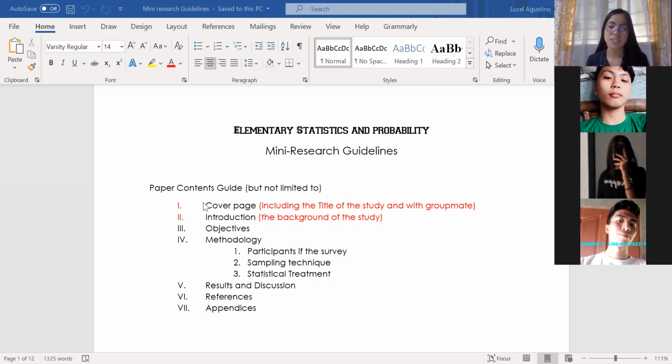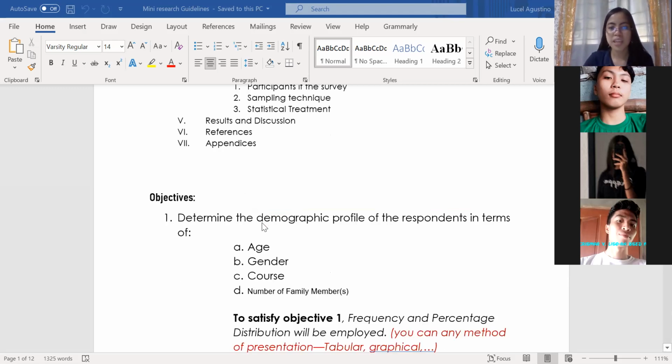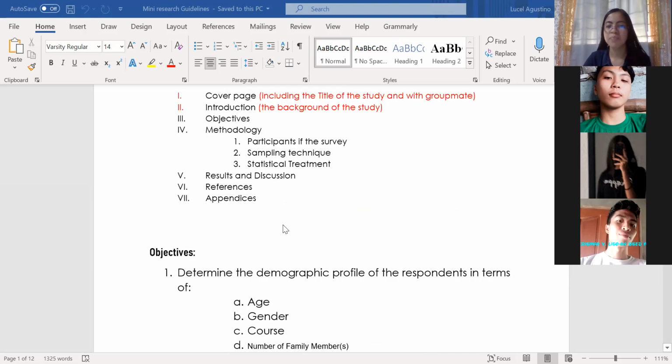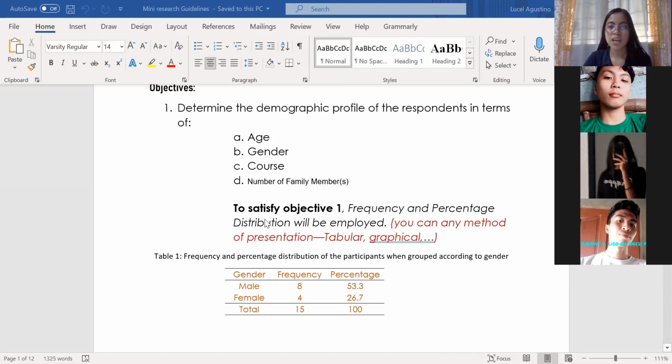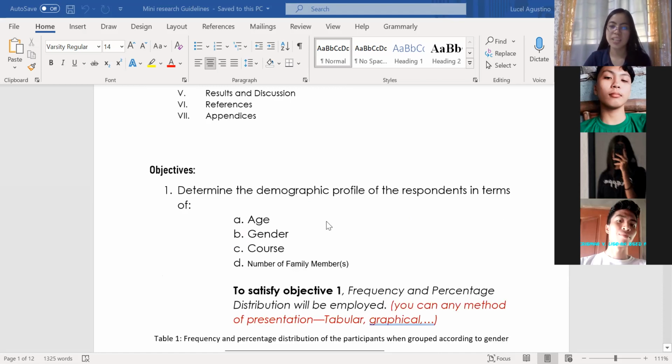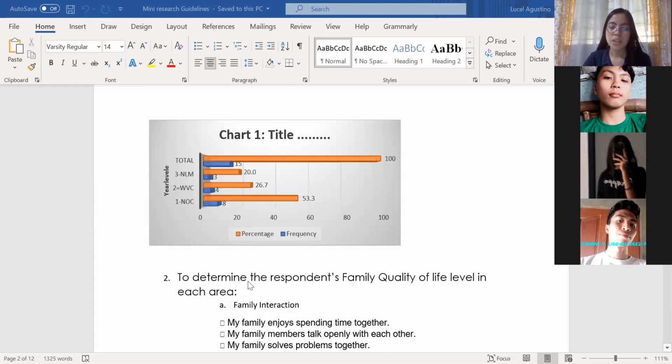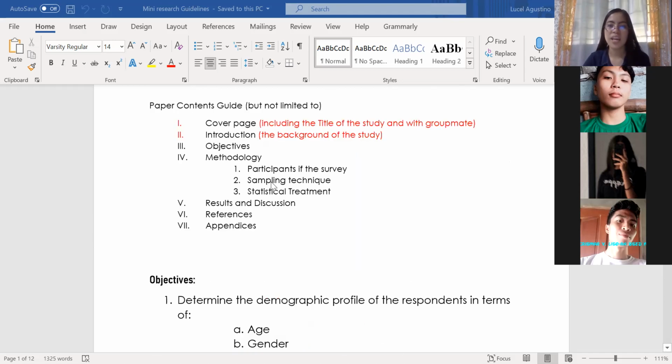So the practice nyo na sa inyong research. After that, objectives. So sa inyong objectives, may ara man dara di ba ang akon objectives. So ang inyong diri ibutang is determine the demographic profile of the respondents in terms of age, gender, course. Dili ninyo ni ibutang ang to satisfy objective 1. Okay, diri lang to determine the demographic profile of the respondents in terms of age, gender, course, number of family members, and then to determine the respondents' family quality of life in each area. So that ninyo ibutang sa objectives.